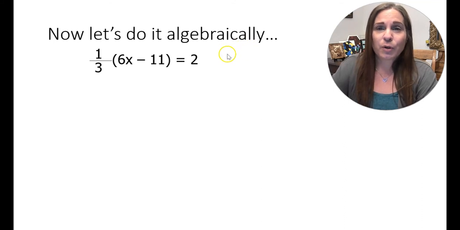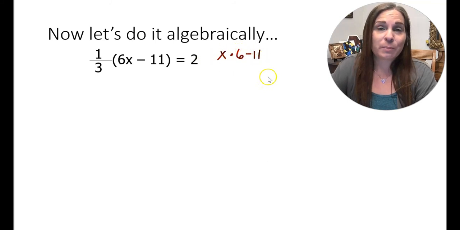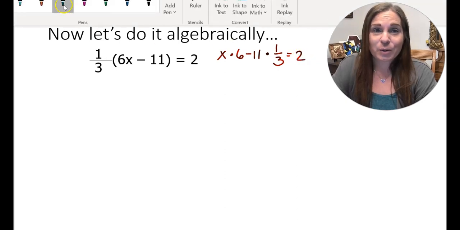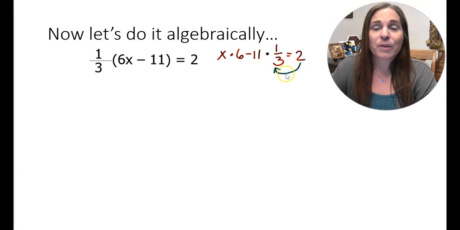So first we started with the x, right? Then we multiplied it by 6. Then we subtracted 11 because we have to do the parentheses first. Then we multiplied by a third, and that gets us to 2. So now when we're solving the equation, we have to go backwards, right? So the first thing I have to undo is the multiply by a third.